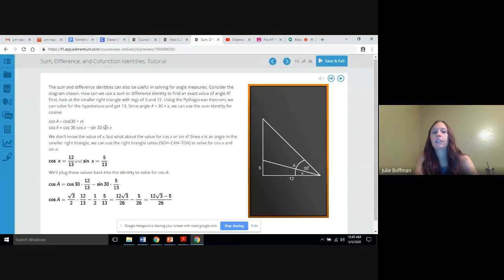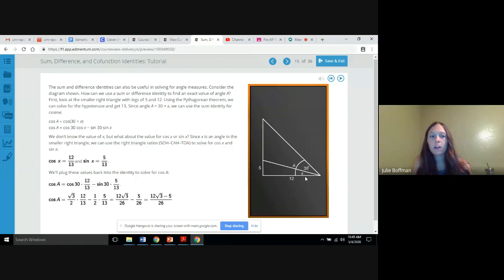Now cosine of 30 and sine of 30, we know those values from the unit circle. What we don't know is cosine x and sine x. So they said, this is a right triangle. If you just look at the small bottom triangle for angle x, we could use SOHCAHTOA. The opposite side of x is 5, the adjacent side is 12, and we need the hypotenuse. Using the Pythagorean theorem with legs 5 and 12, the hypotenuse would be 13.